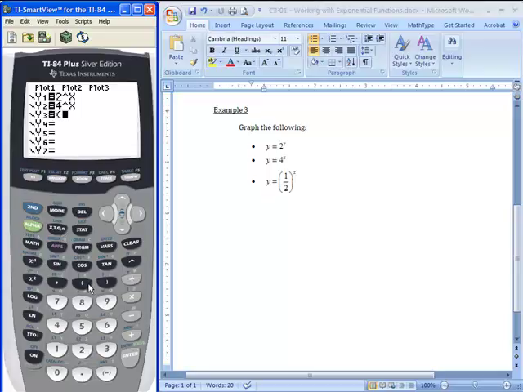I'm going to type it exactly as I see it here. I'm going to open up a parenthesis, type 1 divided by 2, close the parenthesis, and raise that to the x power.